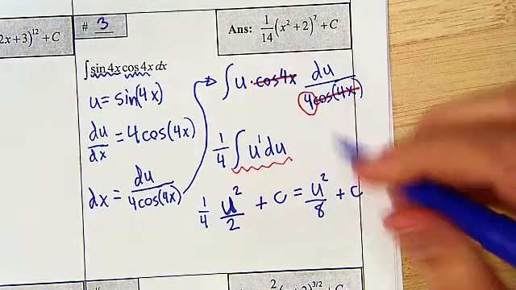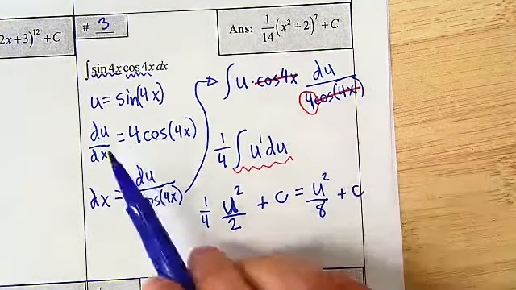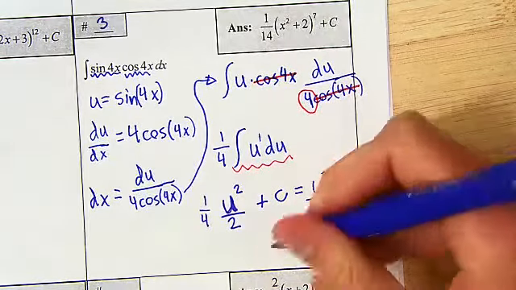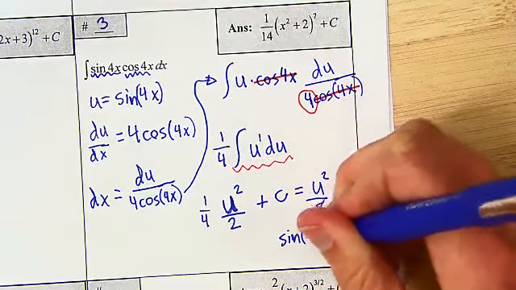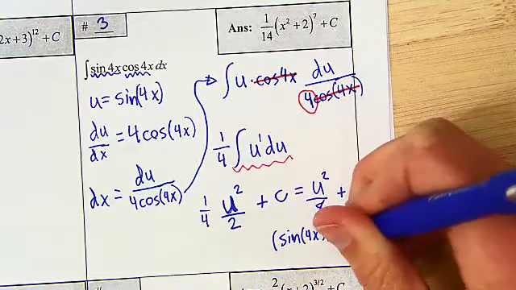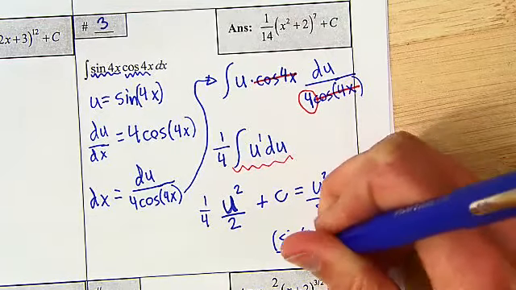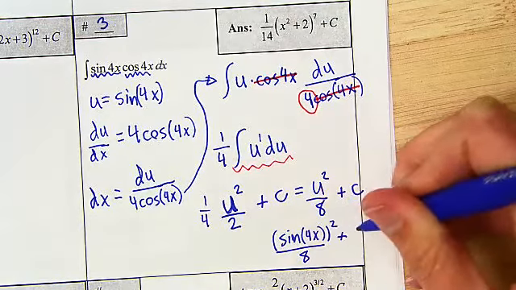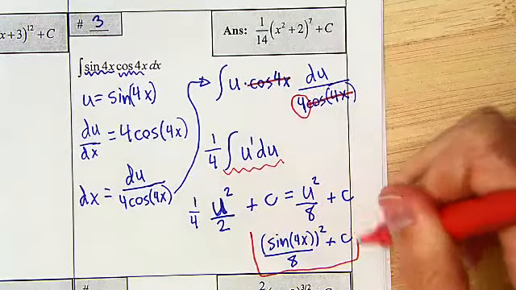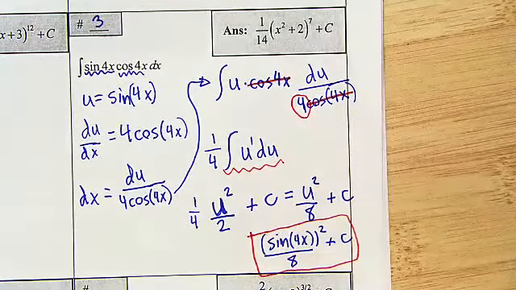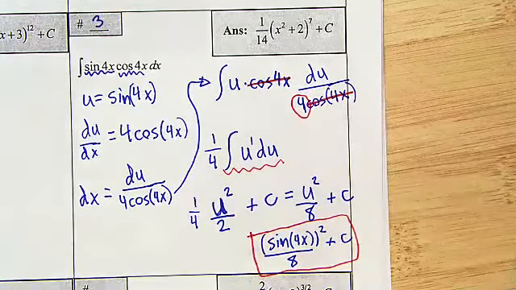And then for my final step, I need to replace that u with what I originally had my u to be. So I would have sine of 4x, all of that squared over 8 plus c. And I'll put a red box around that so it jumps out a little bit more. So there you go. That would be my answer.